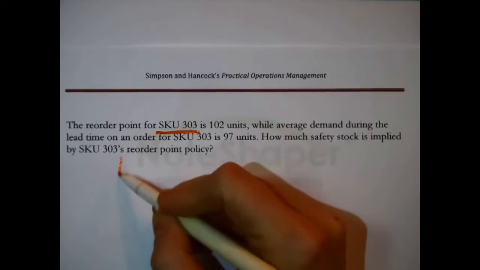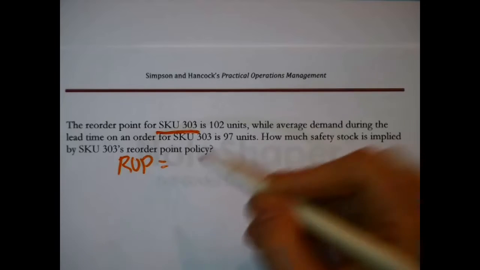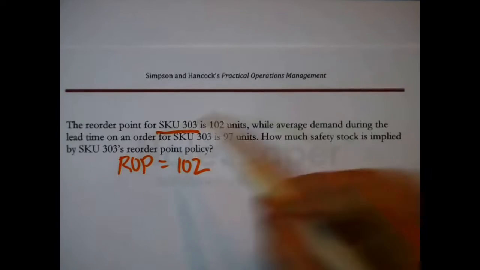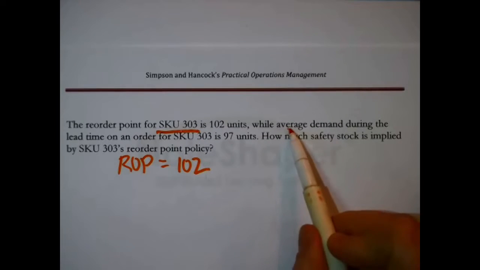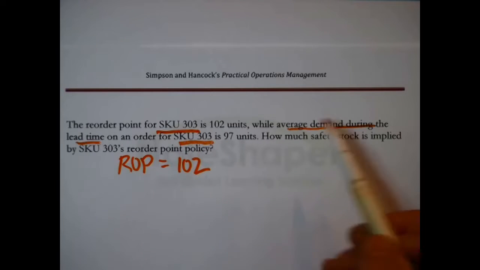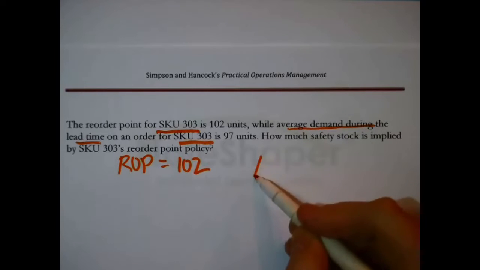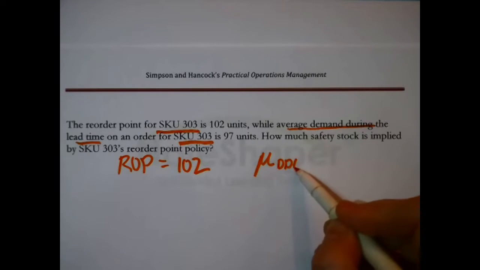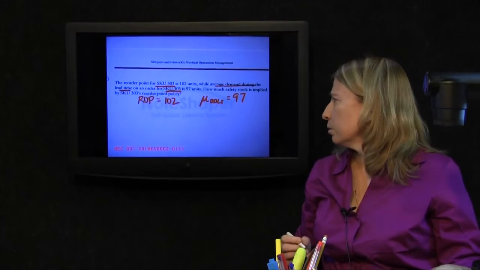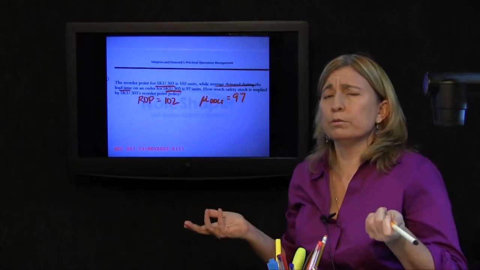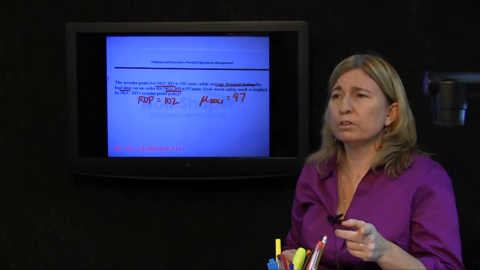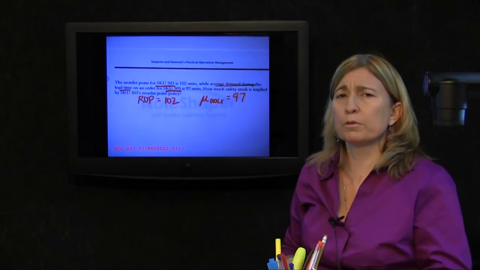The reorder point is 102. When we're down to our last 102 units, we reorder more of this stuff. Okay, fine. While the average demand during lead time for SKU 303 is 97. All right, average demand during lead time is 97. What's that mean? It means that usually while we're waiting for a new order, what we need is 97. We reorder at 102, but usually we only use like 97 before the new order gets there.